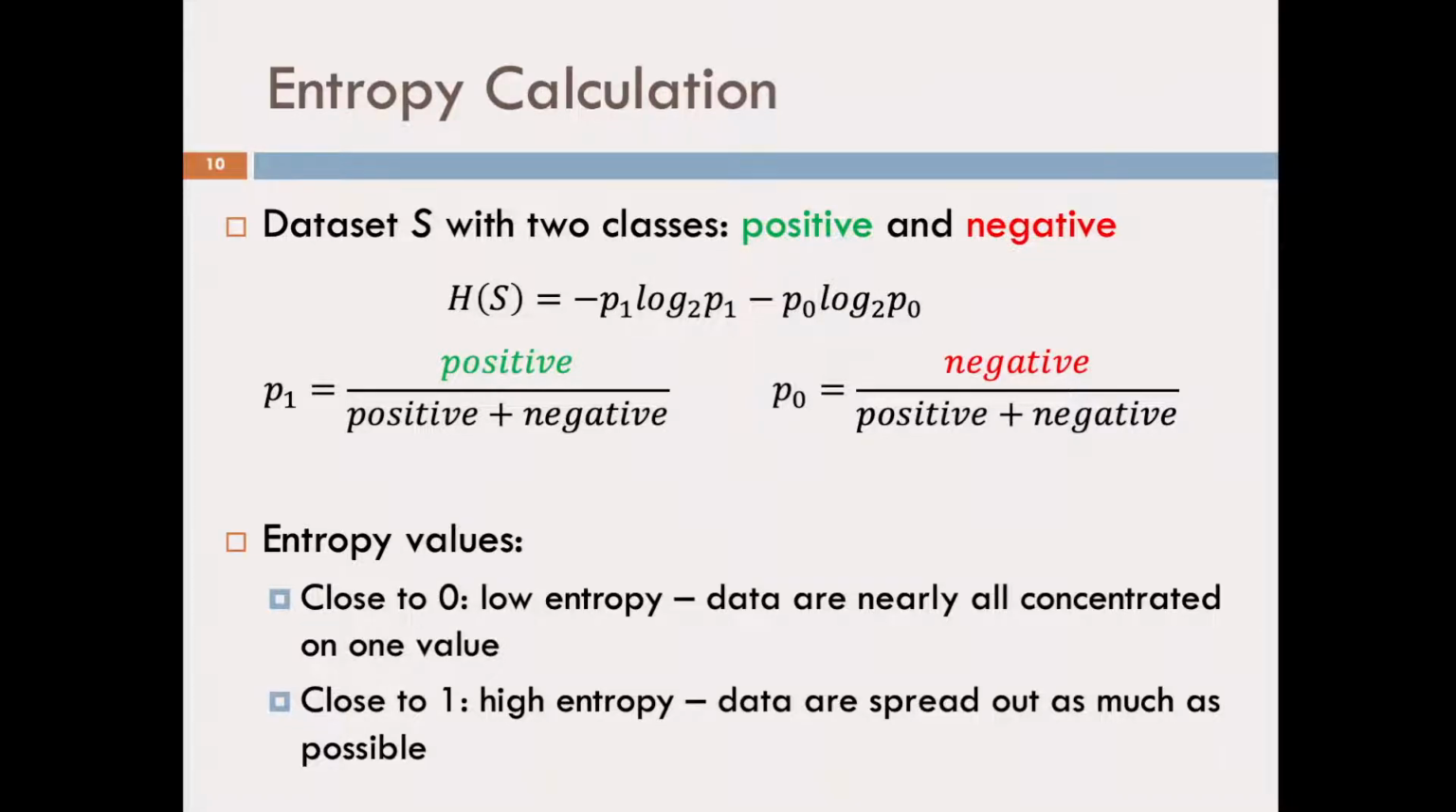So an entropy value close to 0, low entropy, means that data are nearly concentrated in only one value. And close to 1 or higher, in our case here, because we have only 2 classes, the highest entropy will be 1. But we can have higher entropies, okay? So higher entropies mean that data are spread as much as possible over its possible values. So we cannot conclude anything with a high entropy. High entropy means confusion in data. Low entropy means certainty in data. Okay?